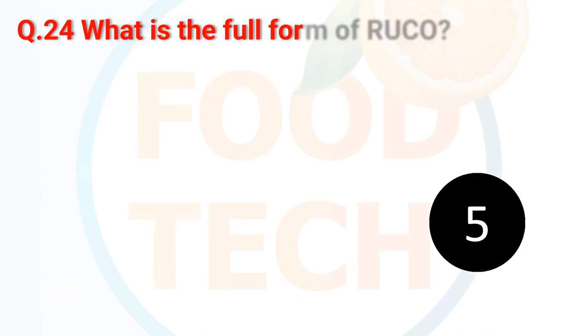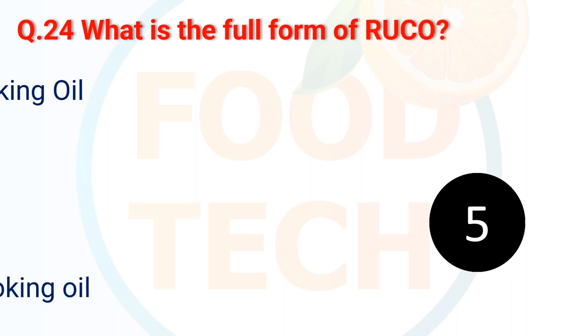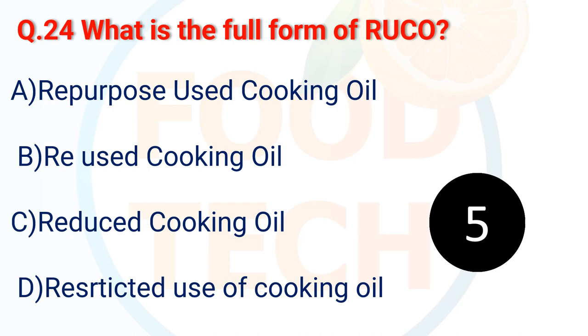Question 24. What is the full form of RUCO? A. Repurpose used cooking oil. B. Reuse cooking oil. C. Reduce cooking oil. D. Restrict used cooking oil. The answer is A. Repurpose used cooking oil.